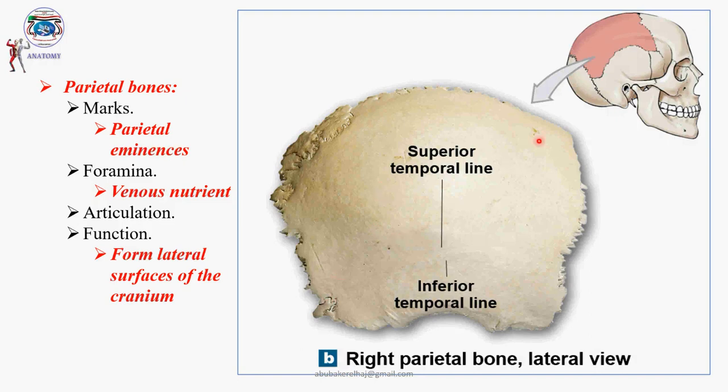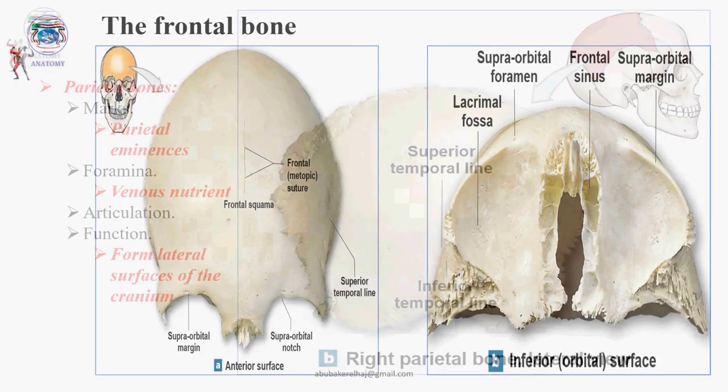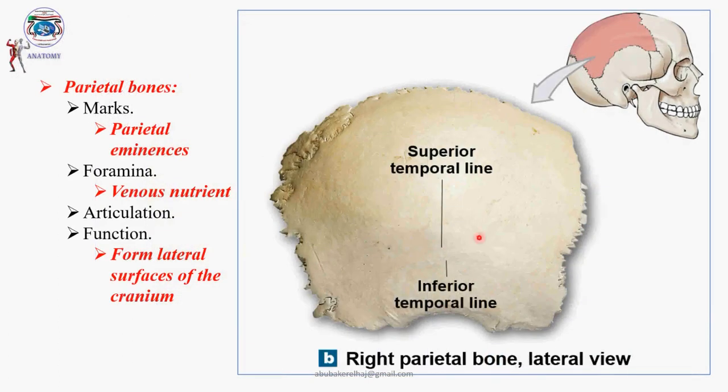Then the articulation of this bone: posteriorly, as you see here, it articulates with the occipital bone, anteriorly with the frontal bone, and on both lateral sides with the squamous part of the temporal bone and the greater wing of the sphenoid bone. Okay, and they form the lateral wall of the cranial cavity, and on the most lateral aspect we have these two lines.